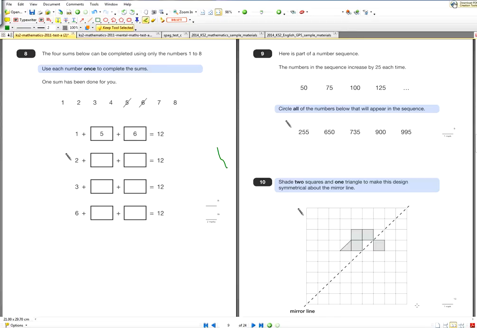Okay, Mr. Kamal, put your hand down, please. Use each number once to complete the sums. So we have 1 add 5 add 6 is 12. Now we're going to start with the 2. So we're going to add 2, add something equals 12. So all the numbers are going to be 12. So we're going to think about 7.